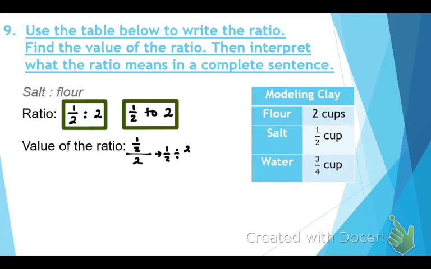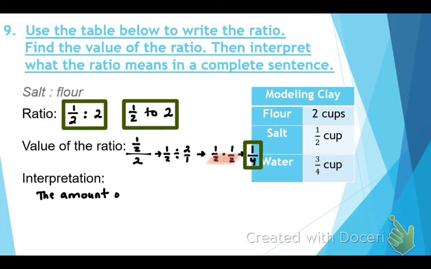1/2 divided by 2. I cannot do that. So what do I have to do? KFC. 1/2 times 1/2. A lot of people got this, and then they told me the answer was 1/2. Let's work this out, guys. Multiply the numerators. 1 times 1 is? 1. What is 2 times 2? 4. So what's the value of my ratio? 1/4.